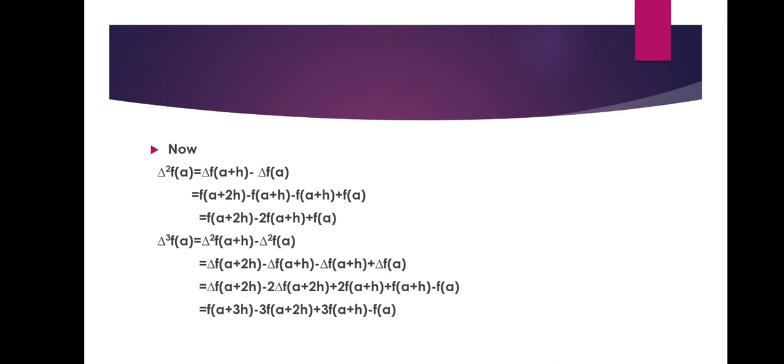Now, similarly, delta cube f of a is equal to delta square f of a plus h minus delta square f of a, is equal to delta f of a plus 2h minus delta f of a plus h minus delta f of a plus h plus delta f of a. In this equation, we get f of a plus 3h minus 3 f of a plus 2h plus 3 f of a plus h minus f of a.